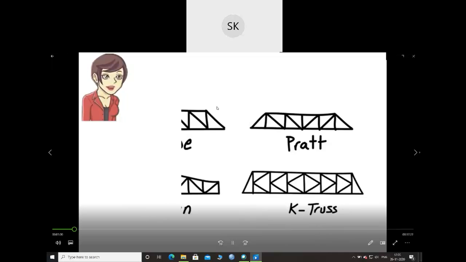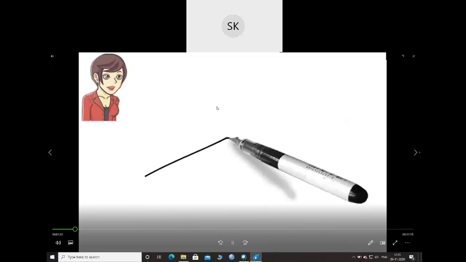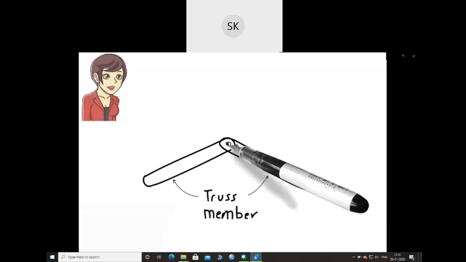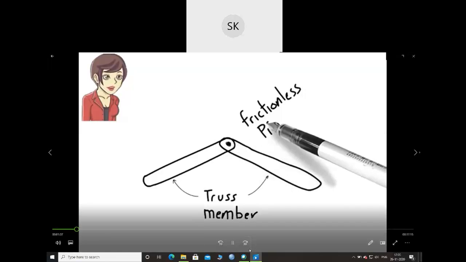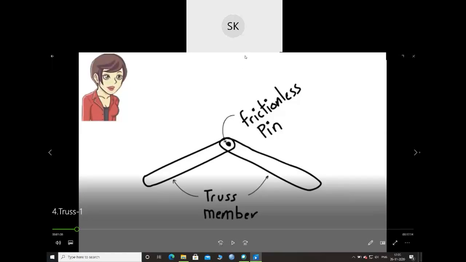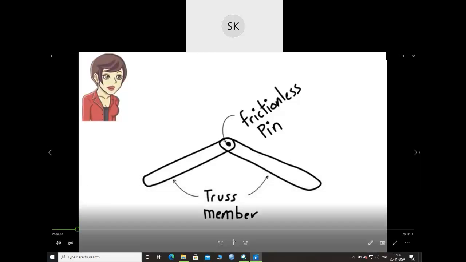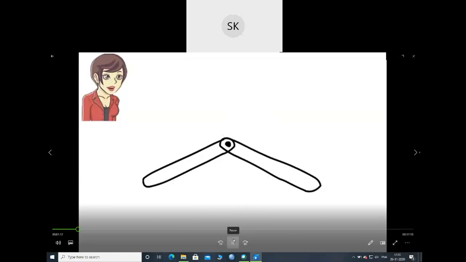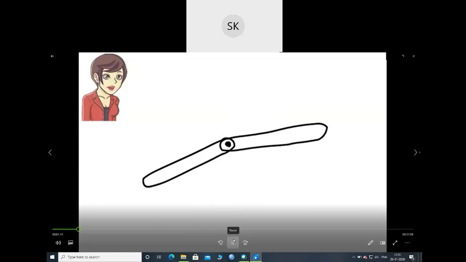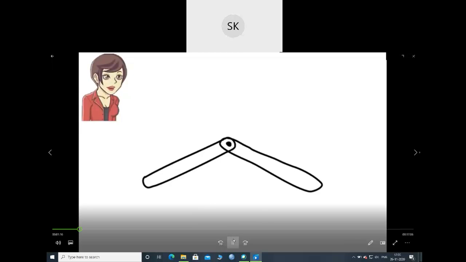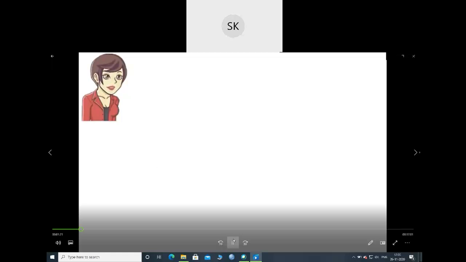Generally, we assume truss members are connected to each other using frictionless pins. This means if we have two truss members, these are the truss members, and these are joined by a pin. These are the joints by which these two members are joined together, and one has the freedom to rotate relative to the other. In other words, truss joints cannot resist any bending moment.